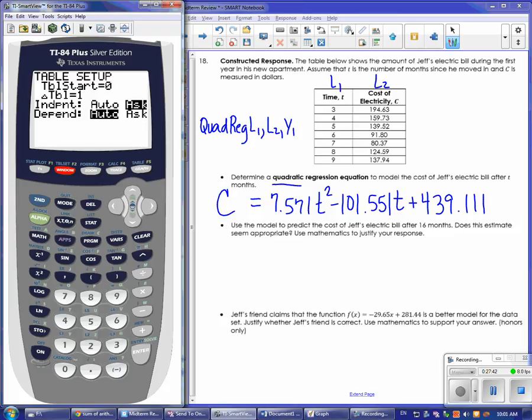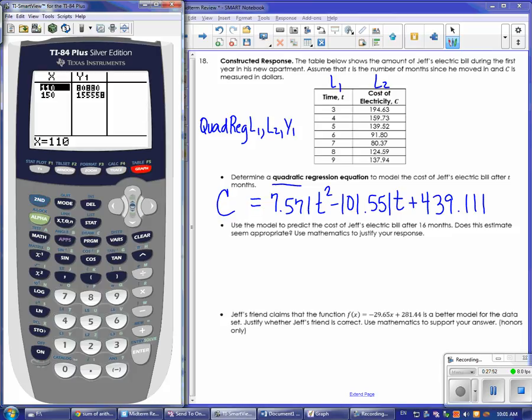And that's kind of what I want to do here, because I just want to evaluate the equation at 16 months, and I don't want to have to scroll all through my table. So set your independent variable to ask, and let's go back to the table. So I am simply going to enter in 16 for my x, or in this case, my t variable. And the calculator is going to report the corresponding y, or in this case, c.